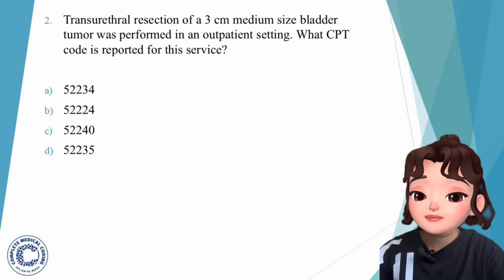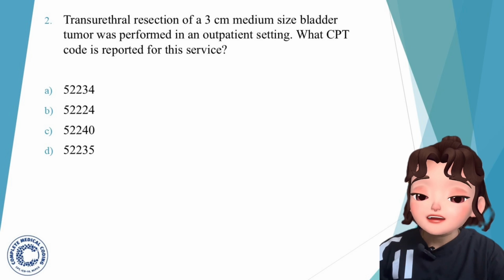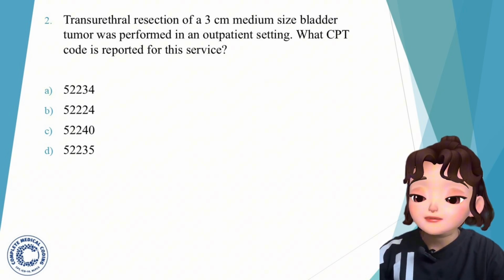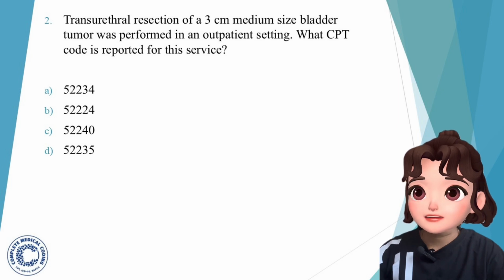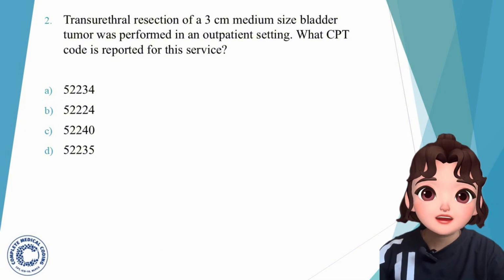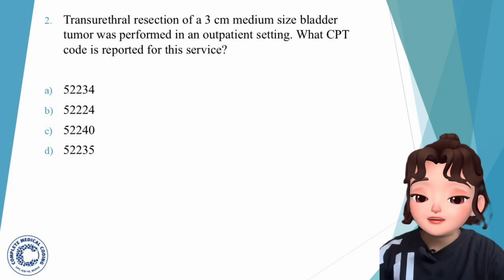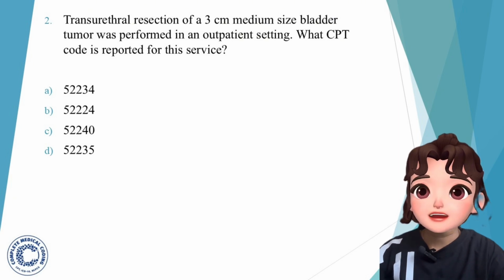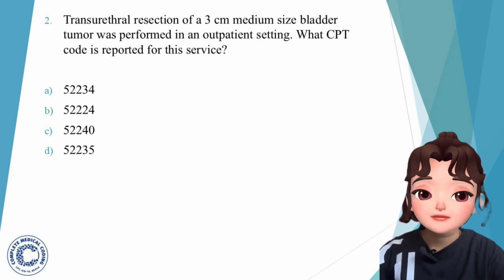Open 52234. Cystourethroscopy with fulguration including cryosurgery or laser surgery and/or resection of small bladder tumor 0.5 up to 2 cm. Ours is 3 cm, medium size. Here the size is mentioned as 0.5 to 2 cm. Cystourethroscopy, yes, transurethral resection means cystourethroscopy. What is 52224 in option B?